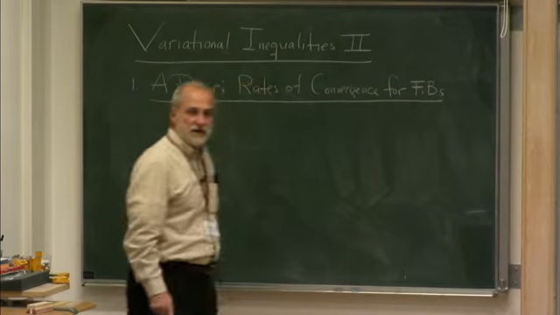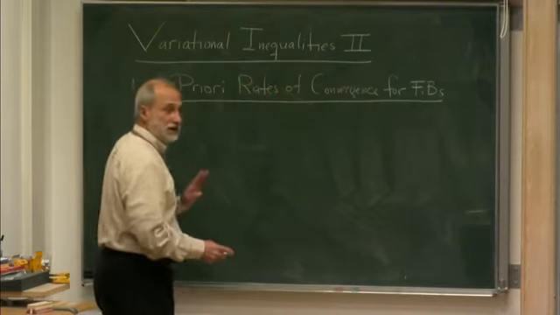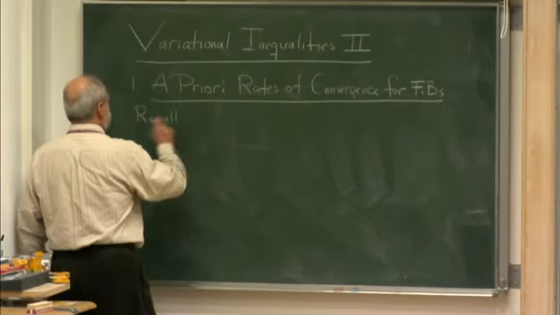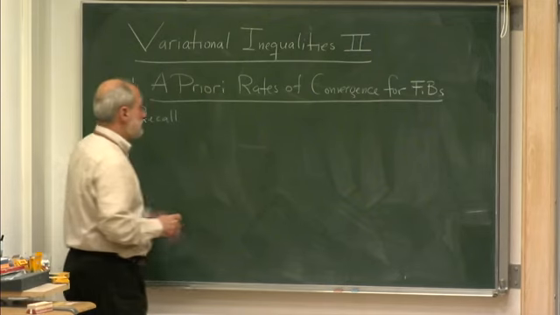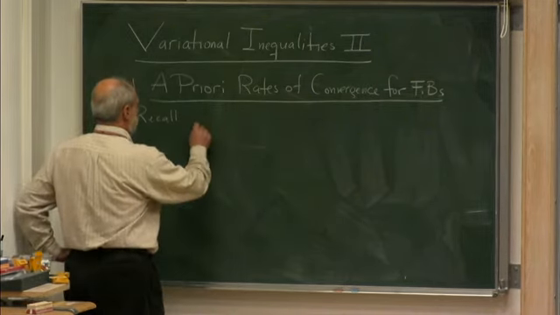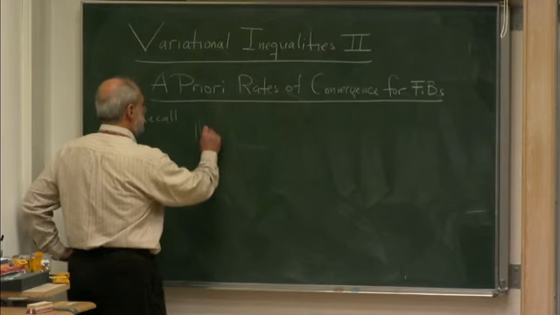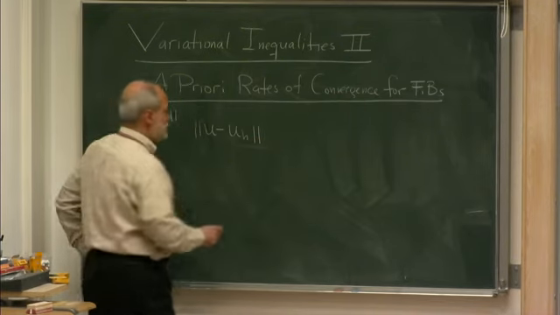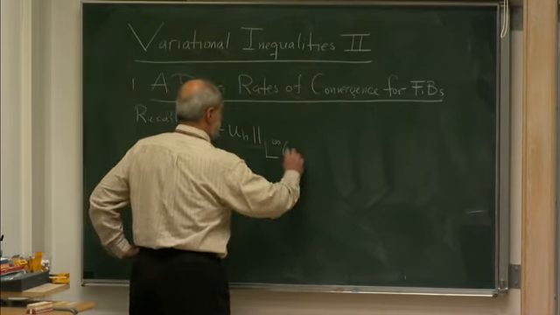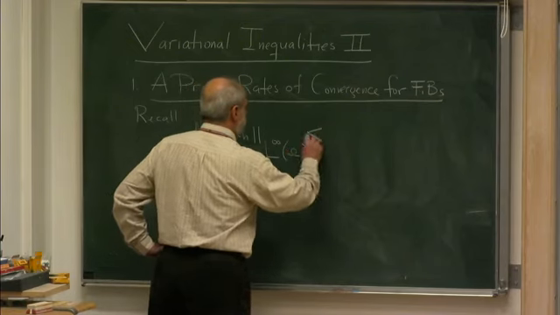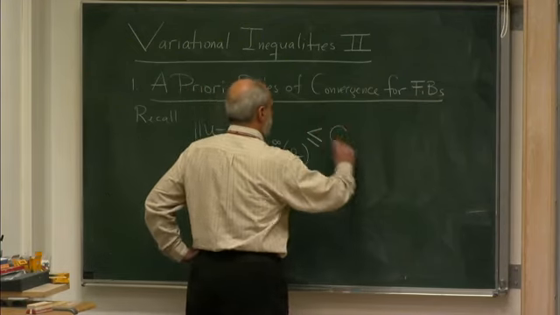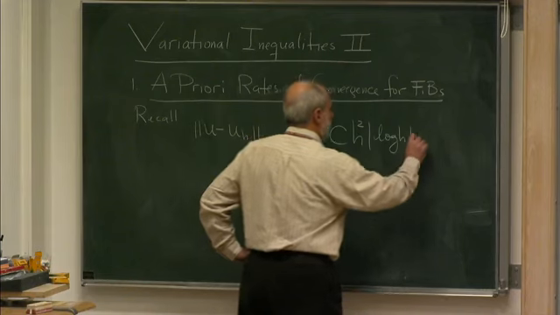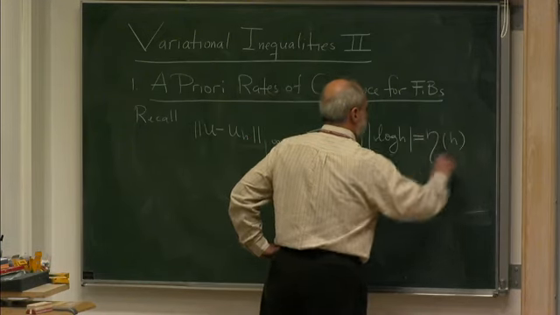Okay, so let me recall the key result of this morning, which I didn't have the time to prove, but I emphasized that it was essential for this discussion, namely that the difference between the exact and the discrete solution in the max norm is bounded by a constant times h squared times the log of h, which I call eta of h.